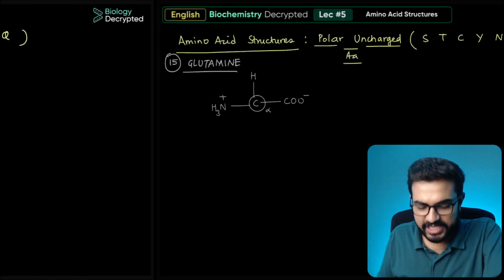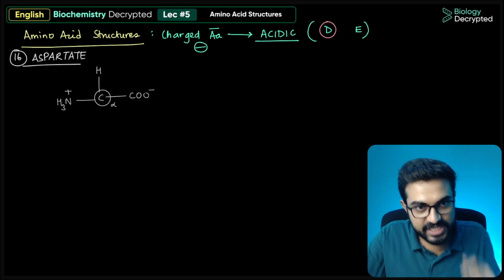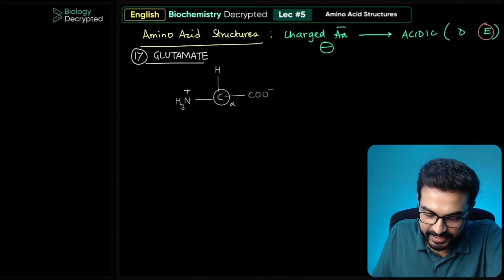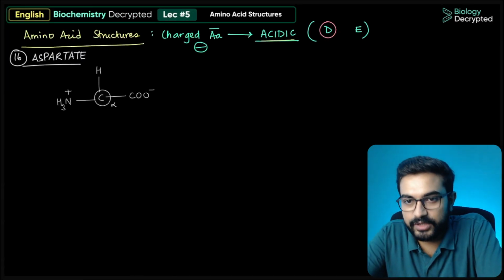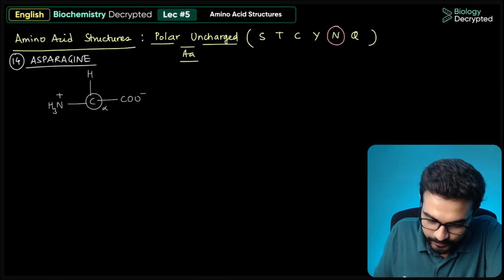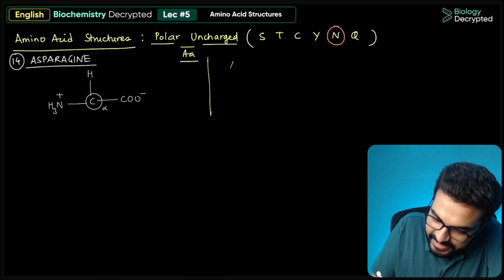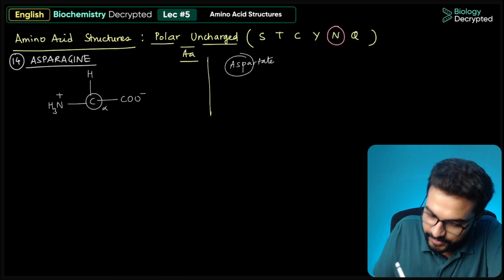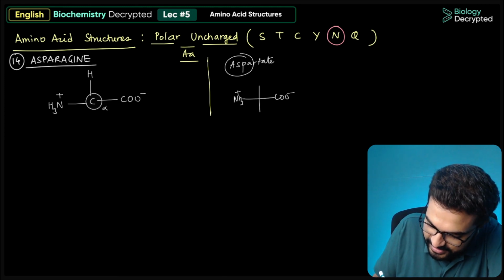But before going to asparagine and glutamine, I'll tell you something important. Let's move to the charged amino acids, that is the acidic amino acids. We'll talk about aspartate, glutamate, and then we'll talk about asparagine and glutamine. Because what the case is, let me tell you. Actually, asparagine is related to aspartate. It's related to aspartate because aspartate has essentially the same structure.